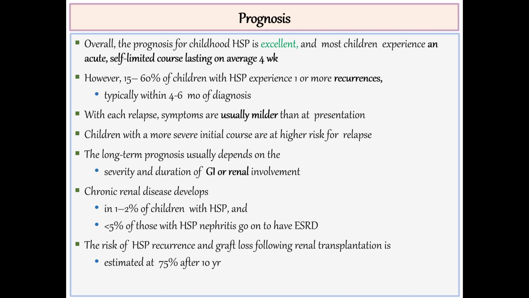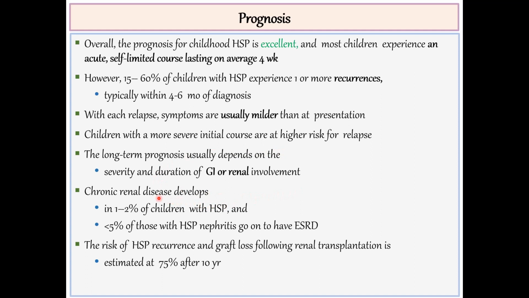Prognosis. Overall, the prognosis for childhood Henoch-Schönlein purpura is excellent, and most children experience an acute, self-limited course lasting on average 4 weeks. However, 15 to 60% of children with Henoch-Schönlein purpura experience 1 or more recurrences, typically within 4 to 6 months of diagnosis. With each relapse, symptoms are usually milder than at presentation. Children with a more severe initial course are at higher risk for relapse. The long-term prognosis usually depends on the severity and duration of GI or renal involvement.